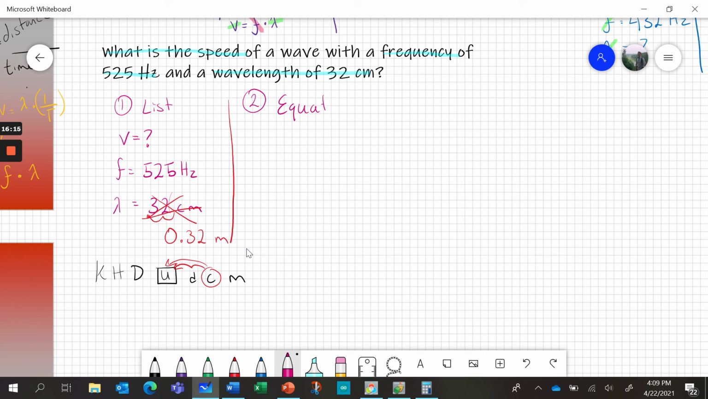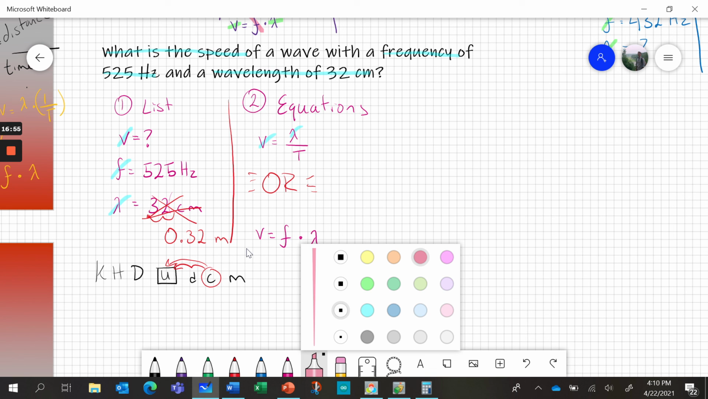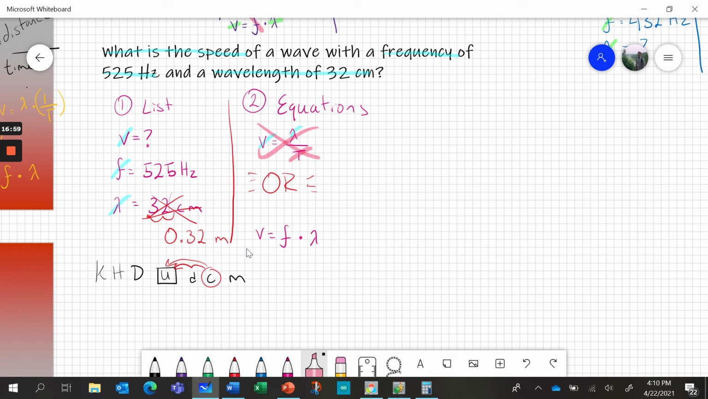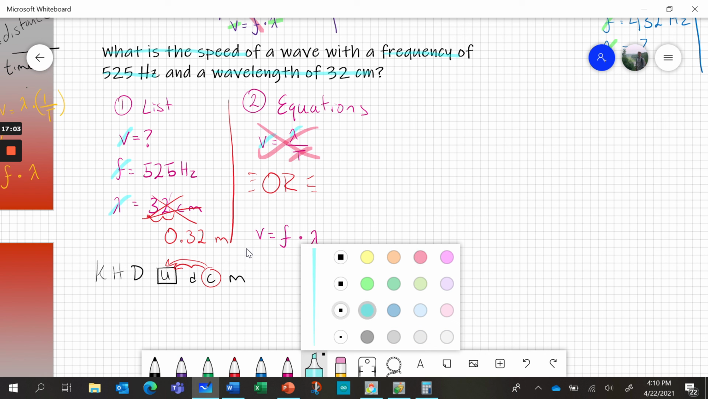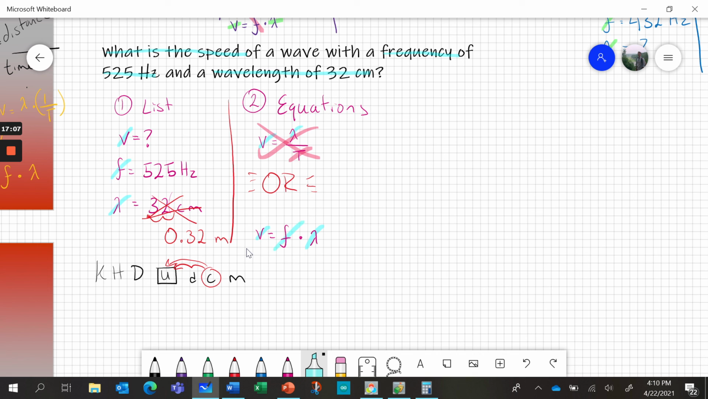Look at our equations. First equation is V is equal to wavelength divided by period. And then we have a second one, or we have velocity is equal to frequency times wavelength. To pick, we need to find the equation that has V, F, and lambda. The first one has V and lambda, but it does not have frequency. It has period, so we cannot use this. The second equation, we have V, we have lambda, and we have F. So we're going to use this one. Awesome.